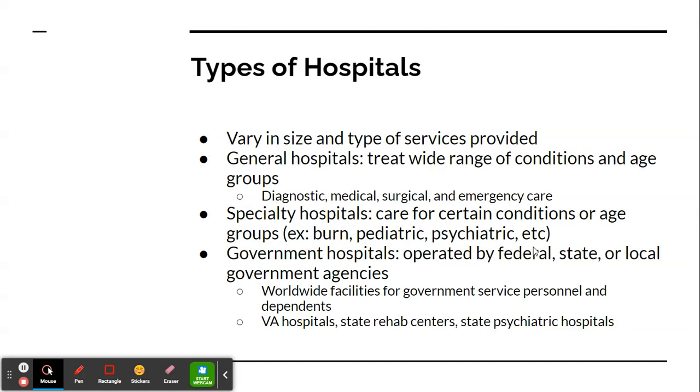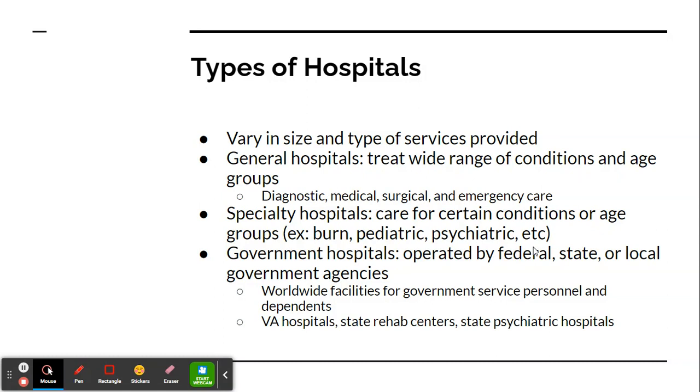One thing I want you to understand is the difference between our types of hospitals and how hospitals are classified. So our types of hospitals are determined based on the services they provide. We have 3 different ones. We have general hospitals that treat pretty much everything. We have specialty hospitals. So these can overlap.